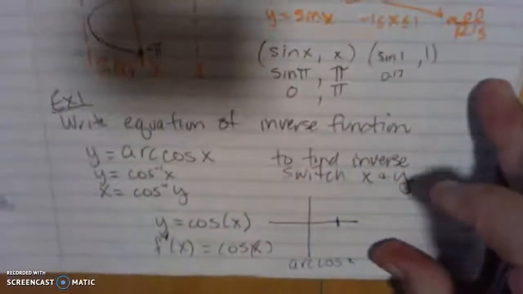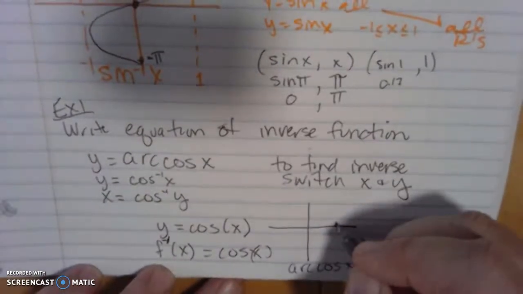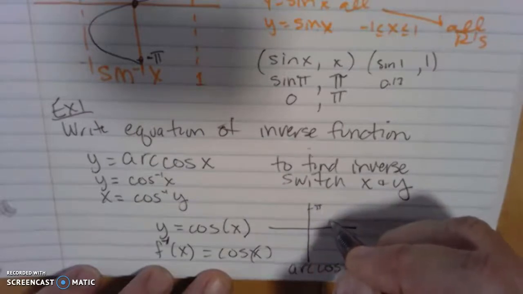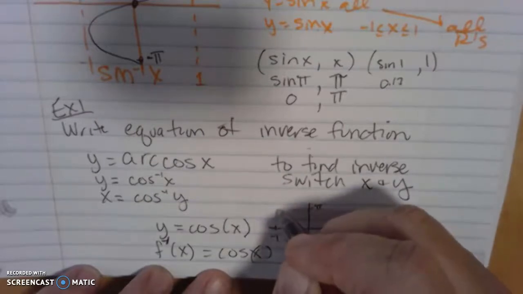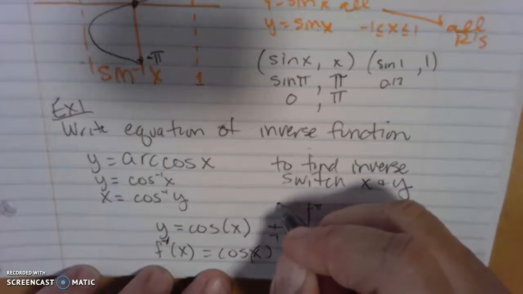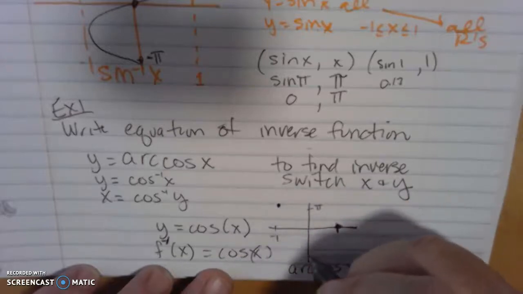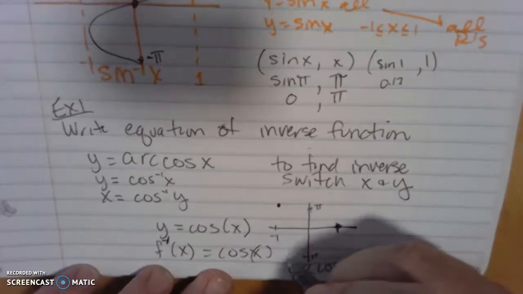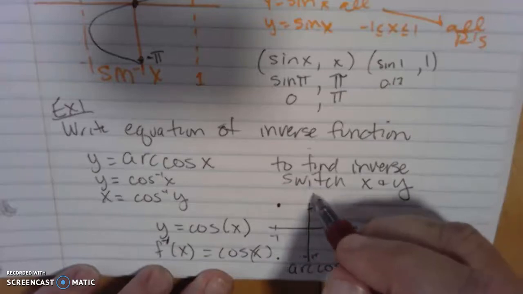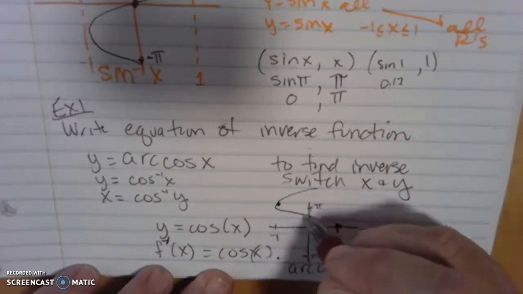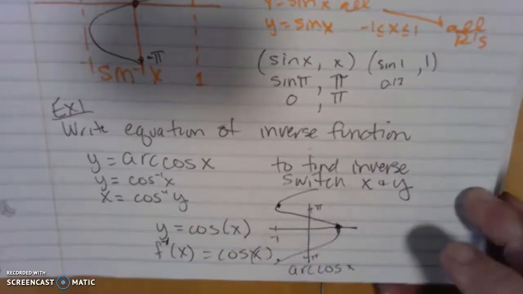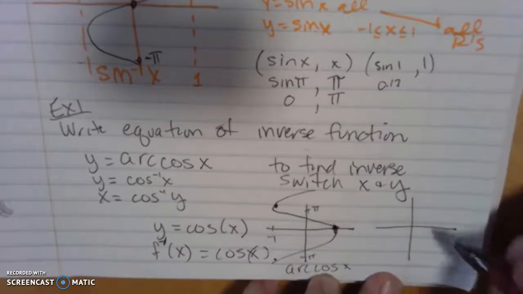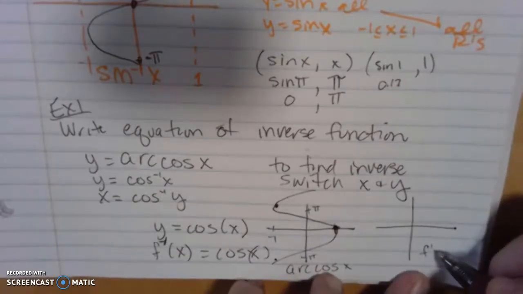I'm going to reverse it. So this is going to be 1, 0. And this is going to be pi. So I'm also going to get negative pi. I'm going to get the graph that looks like this. Again, I'm not the best drawer, but now I'm going to do the inverse of that function.